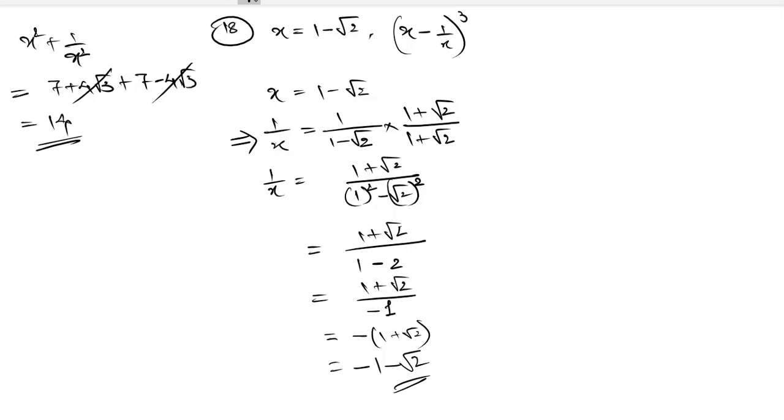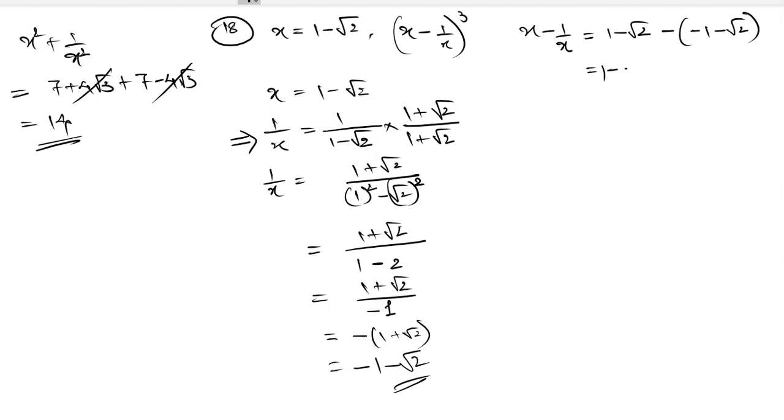And I have already got x. Now I just have to find x minus 1 by x. So what is x? 1 minus root 2. Minus, what is 1 by x? Minus 1 minus root 2. Now this is becoming interesting. Let's see what we are going to get.